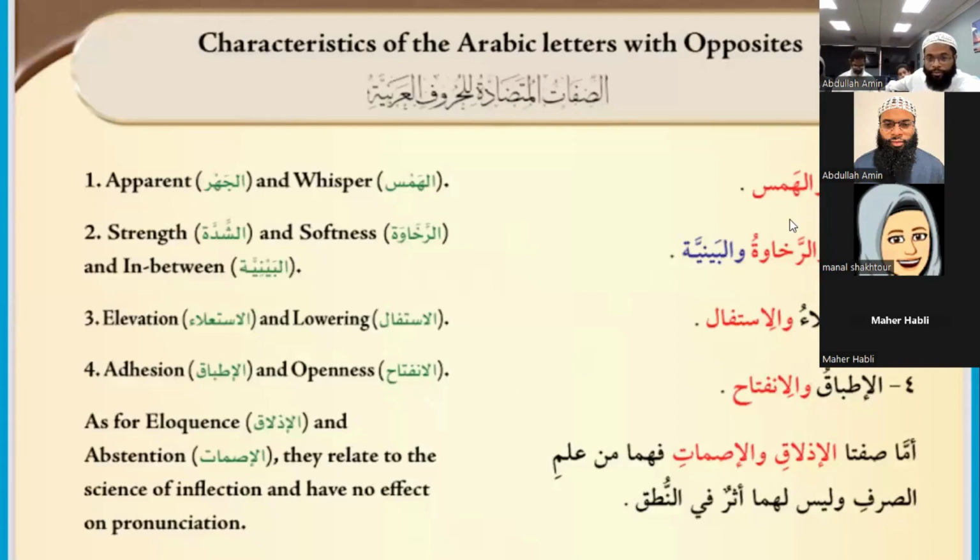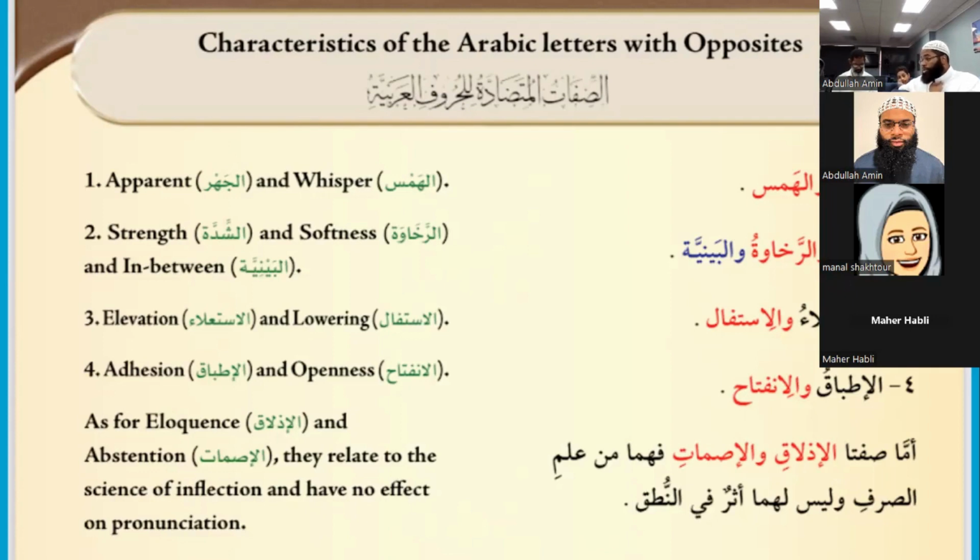All right. So we're going to take these one at a time. So the ones with opposites are 8 or 9. They're 9, not 8. All right. So the first, apparent and whisper. These two opposites pertain to whether you hear voice, whether the vocal cords vibrate or not.